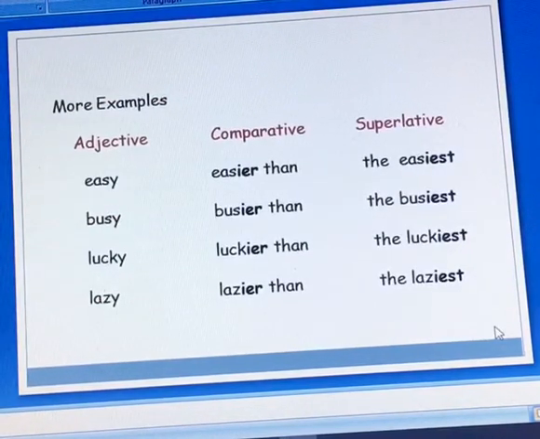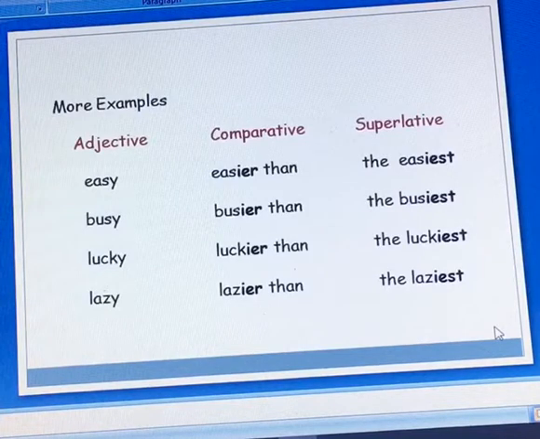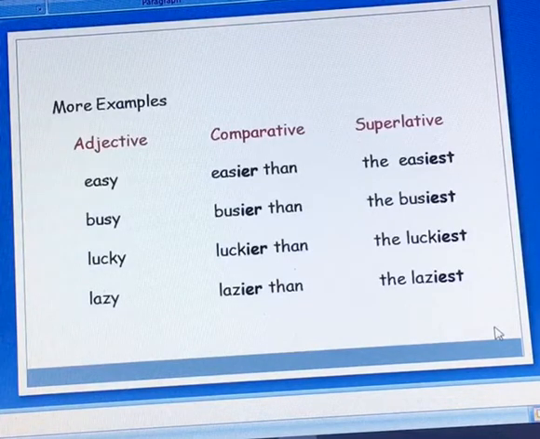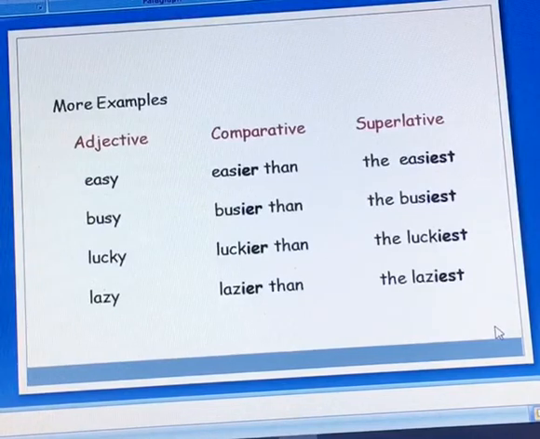More examples. Easy, easier, the easiest. Busy, busier than, the busiest. Lucky, luckier than, the luckiest. Lazy, lazier than, the laziest. All of these examples end with a y and a consonant. So we dropped the y and we added ier and iest.